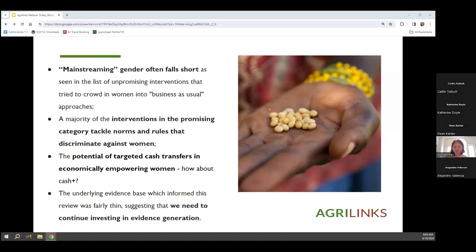So both the rules and norms that really underlie a lot of the inequities we see, from inability to have that time and labor allocated to on-farm, off-farm economic activities, to tenure insecurity, which drives incentives and ability to invest in new technologies, to more intra-household dynamics and power relations that limit women's ability to control income or make decisions around income and production and other economic elements of their labor and returns.